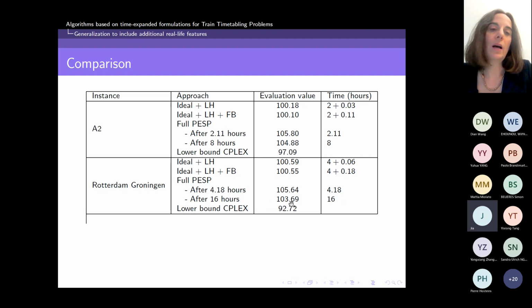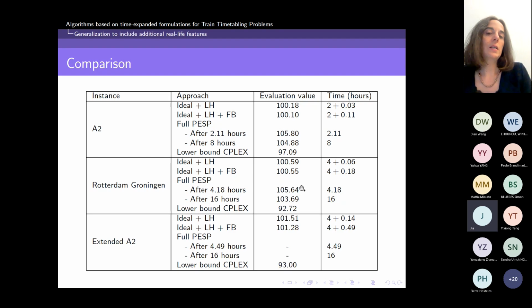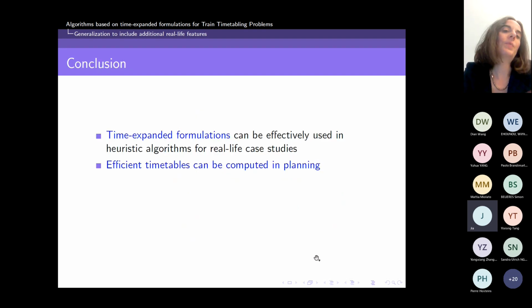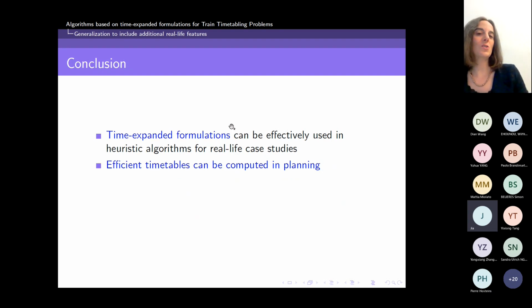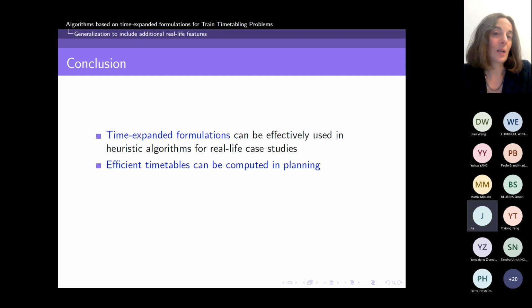And by allowing more time for PESP, we still don't get anything better. And for the largest instance, it's even more evident because the full PESP, even after 16 hours of computing time, is not able to find any feasible solution. So in conclusion, I would say that time-expanded formulations can be effectively used in heuristic algorithms to deal with some real-life case studies. And we are able to compute efficient timetables in planning, which is very good.